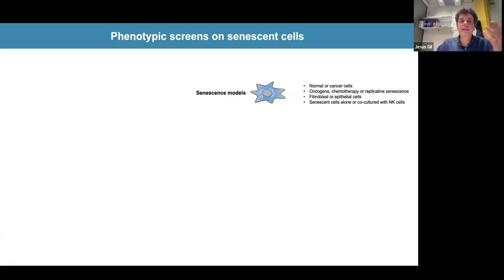And I'm going to show you some examples of this and the way that our lab tries to investigate and identify new ways to target senescence, and in parallel, understanding how these senescence mechanisms work, is by using phenotypic screenings. And typically what we will do is we have different models of senescence, either of senescence in normal or cancer cells, driven by oncogenes, by chemotherapy, by replicative senescence, in different cell types, fibroblast or epithelial, and also models in which we check how senescent cells interact with the immune system.